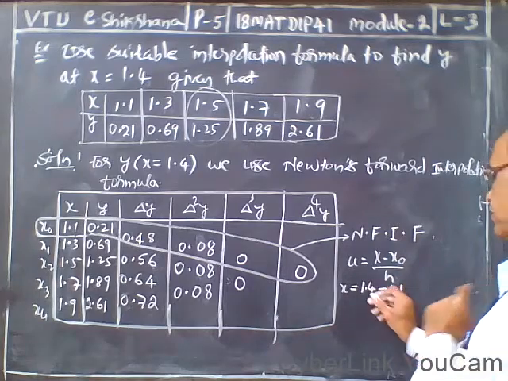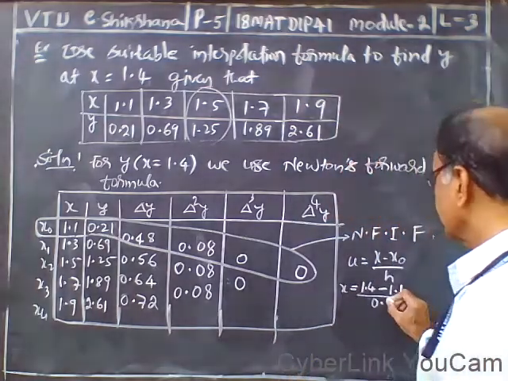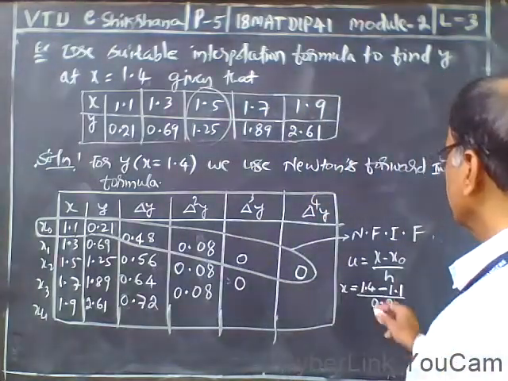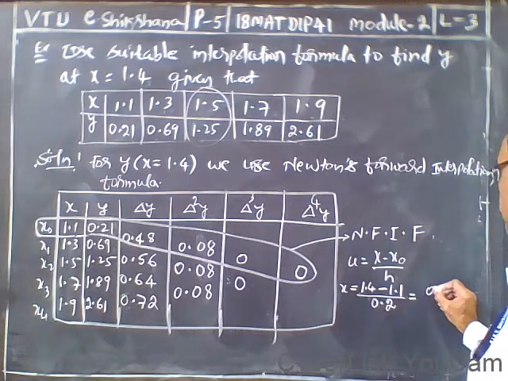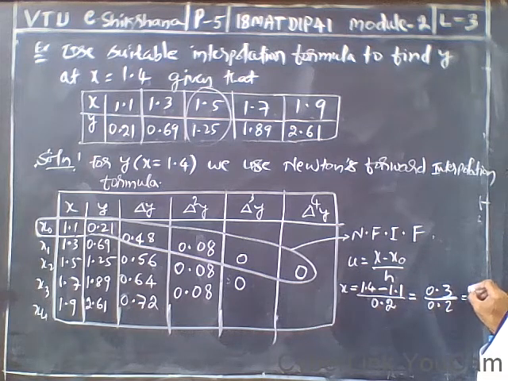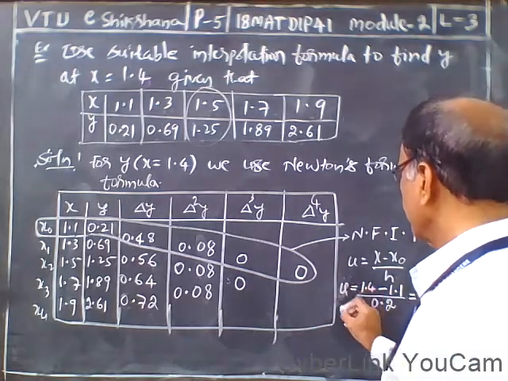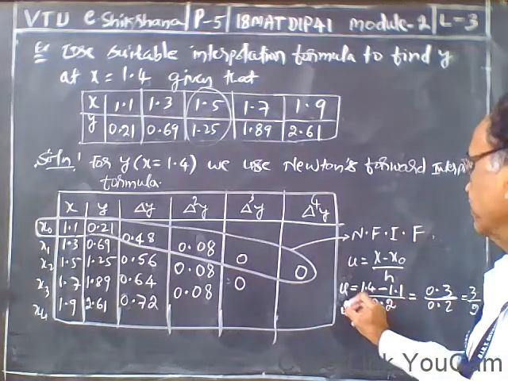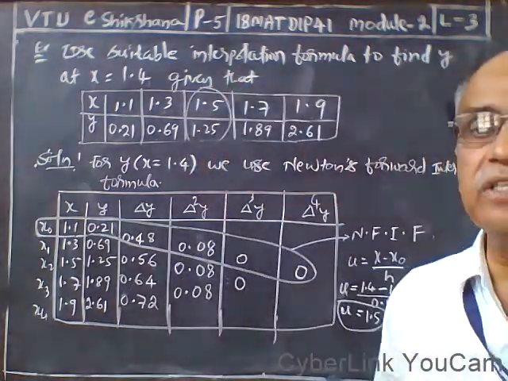x naught is the first number, and divided by h, which is 0.2. 0.2 is the difference between any two successive values. Therefore, 1.4 minus 1.1 is 0.3, divided by 0.2. This is 3 divided by 2, and u is equal to 3 by 2, that means 1.5. So this is the value of u to be substituted in Newton's forward interpolation formula.